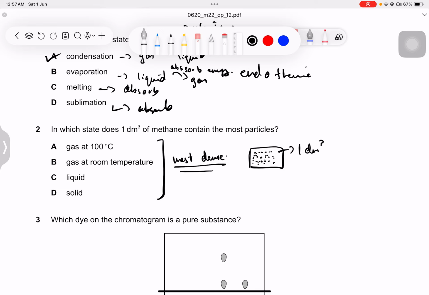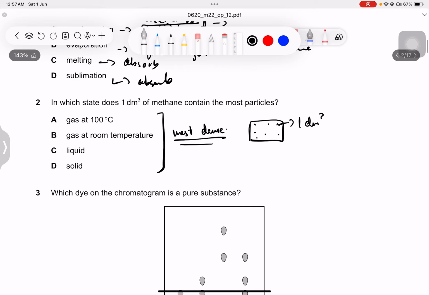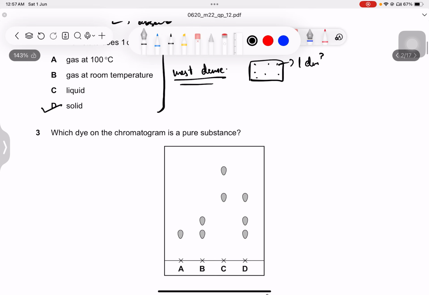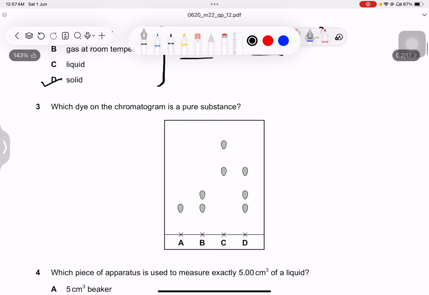But if it is a substance having particles far apart, like a gas, whether the gas at 100 degree or at room temperature, fewer particles will be required to fill up the entire volume. So in solid, the particles are closest together. So answer is D.